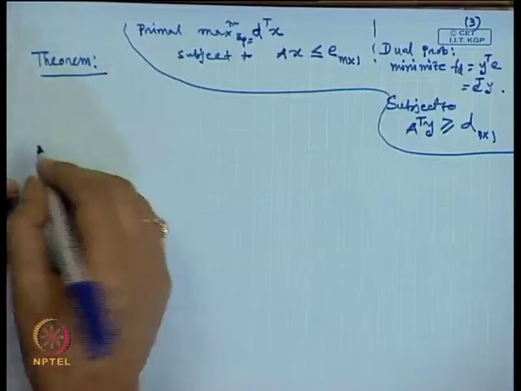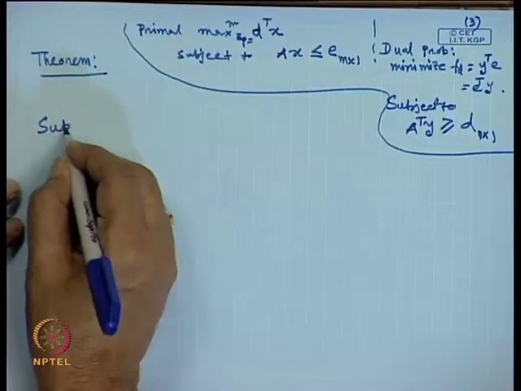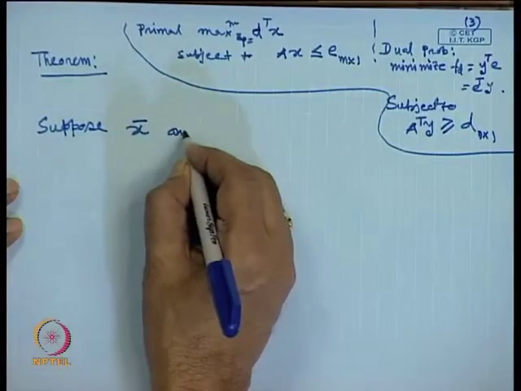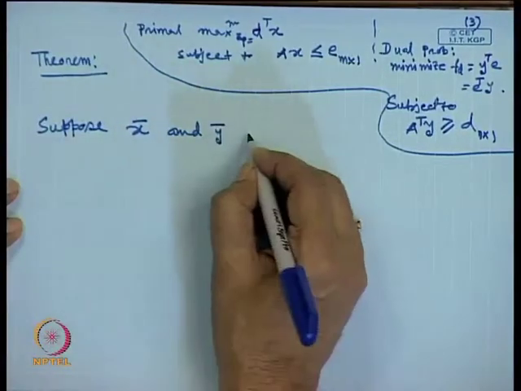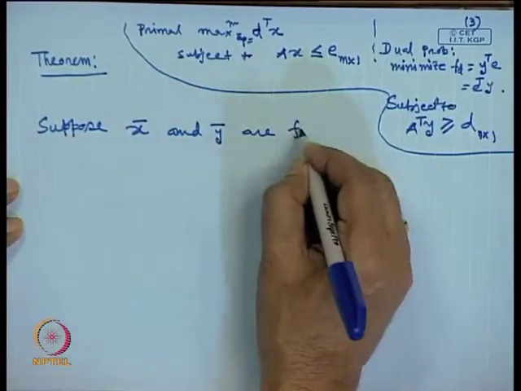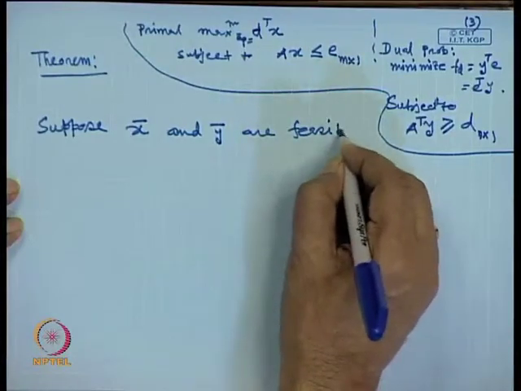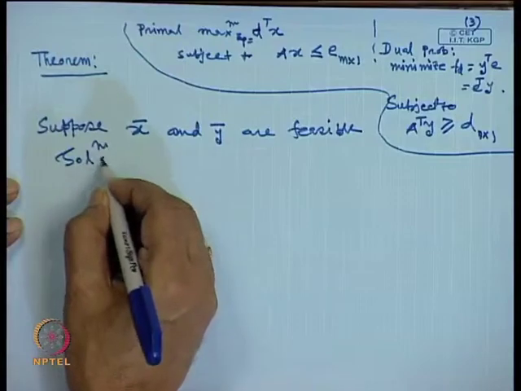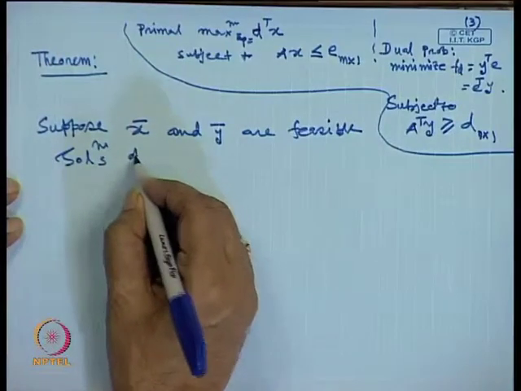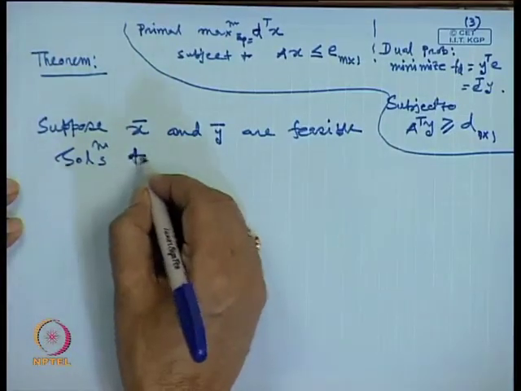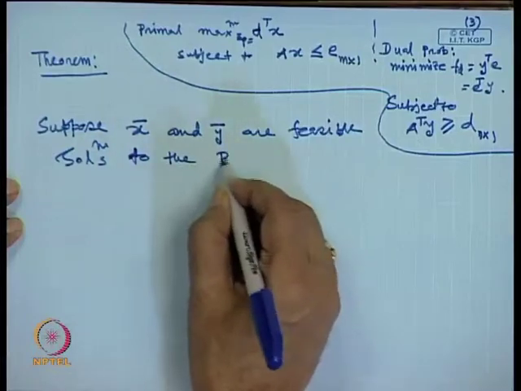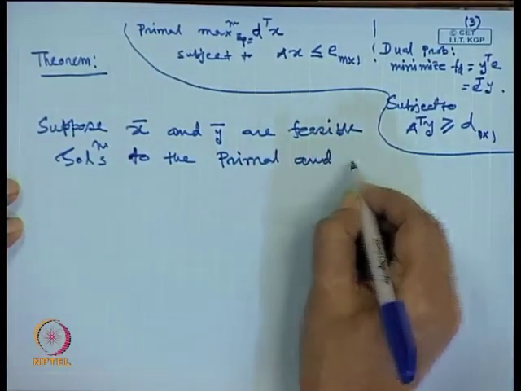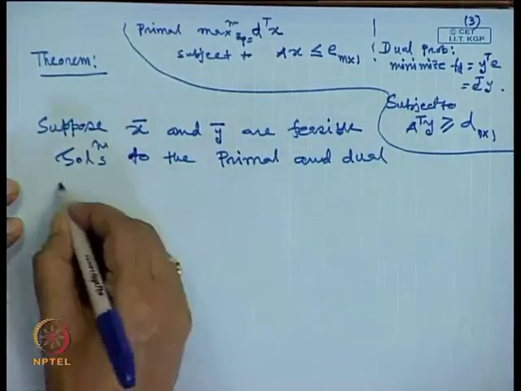The next theorem says: suppose x bar and y bar are feasible solutions to the primal and dual problems.